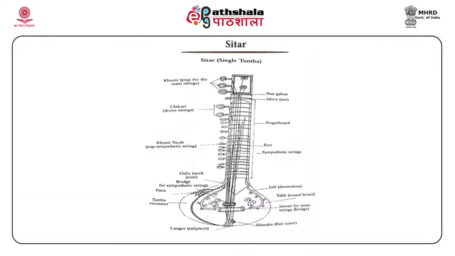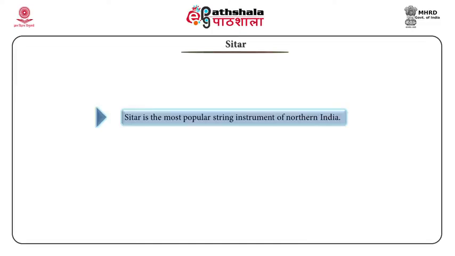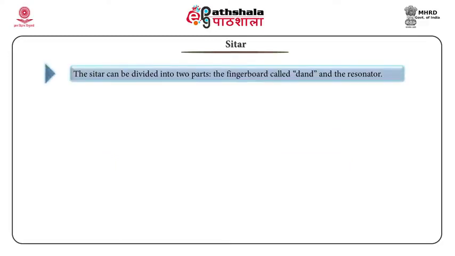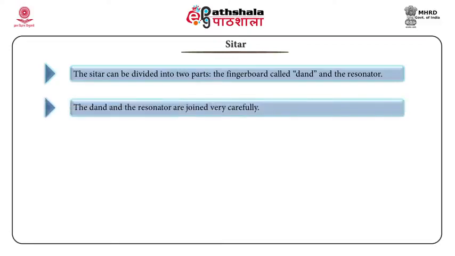Sitar. The sitar is the most popular string instrument of northern India. Allied instruments are Surbahar and Sraj. The sitar can be divided into two parts, the fingerboard called dand and the resonator. The dand and the resonator are joined very carefully.